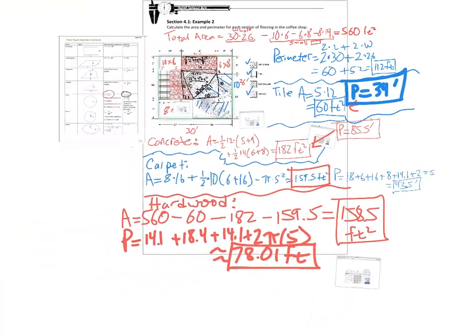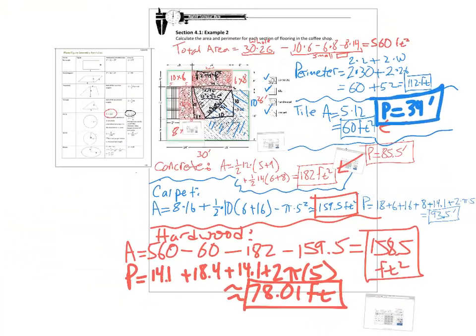Okay, I think we got all our perimeters. That's a big problem. So lots going on. You can see lots of challenging math going on to find the perimeter and the area of flooring. All right, so great job.